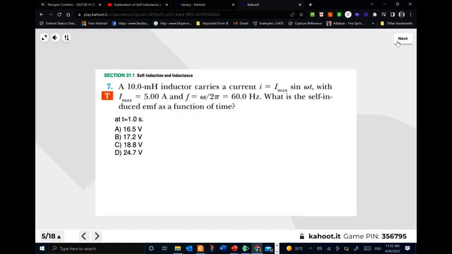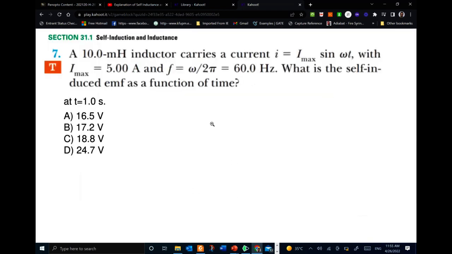So 5. All right. Evaluate this at 1 second. So answer the question and evaluate the self-induced EMF at 1 second. So you're going to get the equation and then determine it at 1 second. So I'll give you 1 minute and a half for this one.